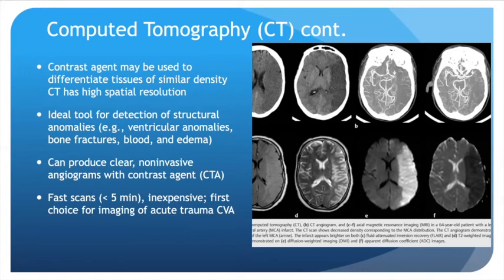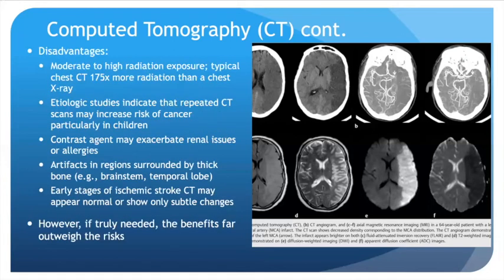A benefit of this particular type of scan, the CT, is that it's fast. It can be accomplished in less than 5 minutes. It's inexpensive, and it's often a first choice for imaging of acute trauma, especially in the case of stroke.